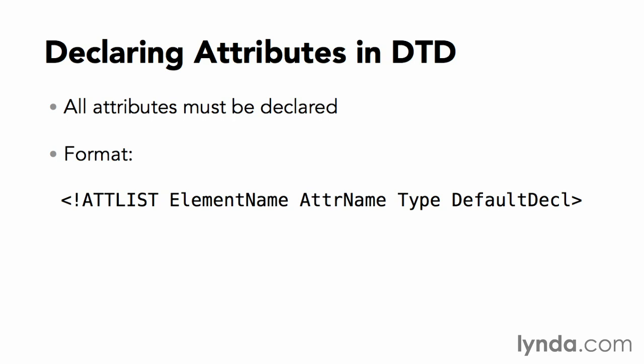And finally, there is the default declaration, which is in place of the default decl keyword there. And that's the default declaration for the attribute. It defines how the attribute behaves under default situations, and I'll get to that in a bit.